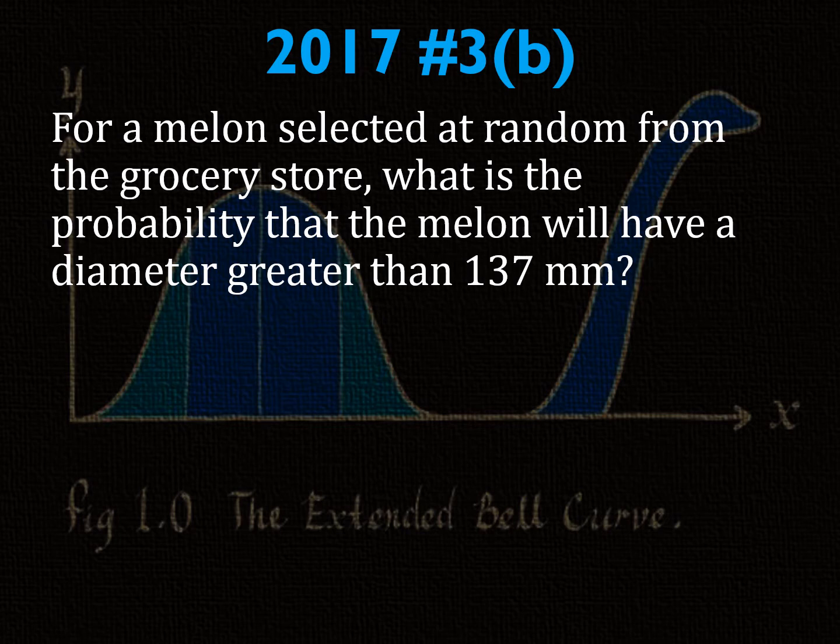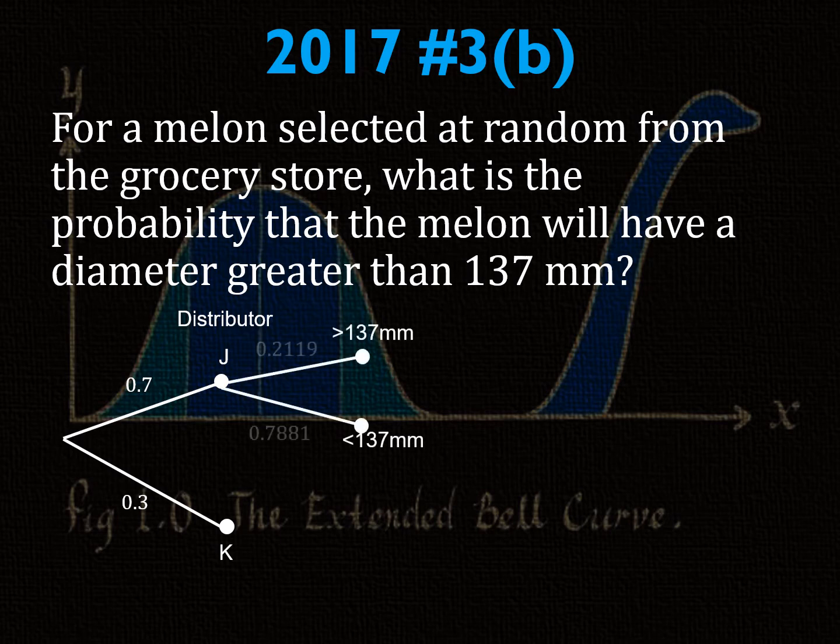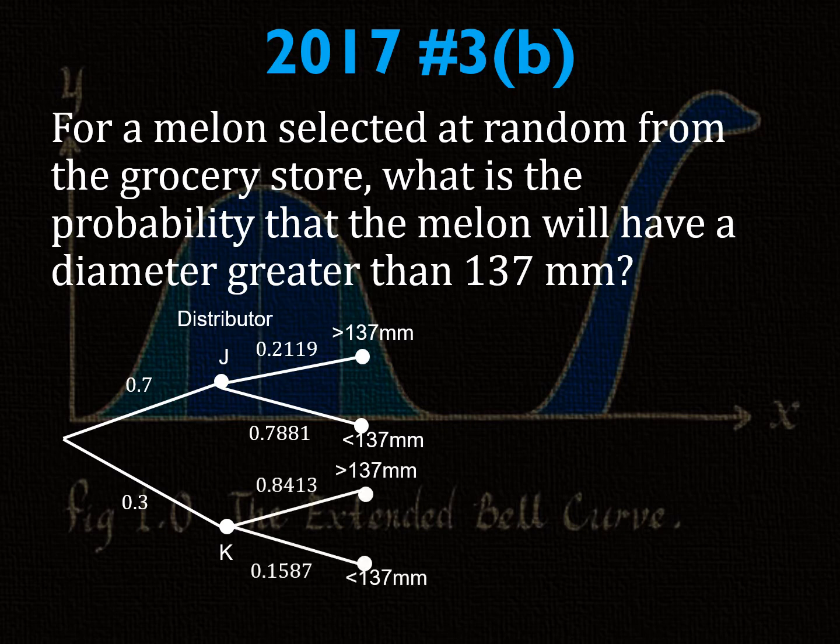So you're looking at the melons that are from both distributors J and K. So you want to draw a tree diagram. The first decision point is where the melon came from. There's a 0.7 chance it came from J and a 0.3 chance that it came from K. Next, you want to know whether the melon is going to be greater than 137 millimeters in diameter. So for distributor J, the answer to part A told you it was 0.2119, that would be wider than 137 millimeters in diameter. For distributor K, it would be 0.8413 as given in the problem.